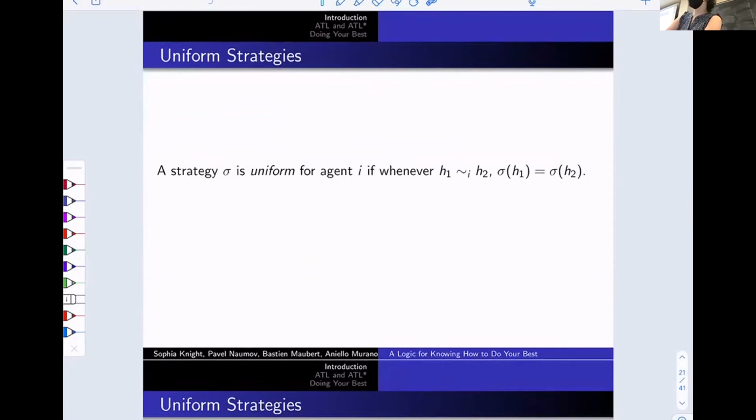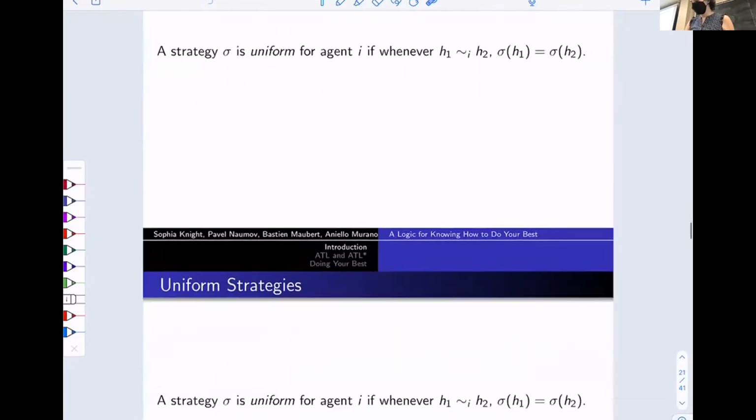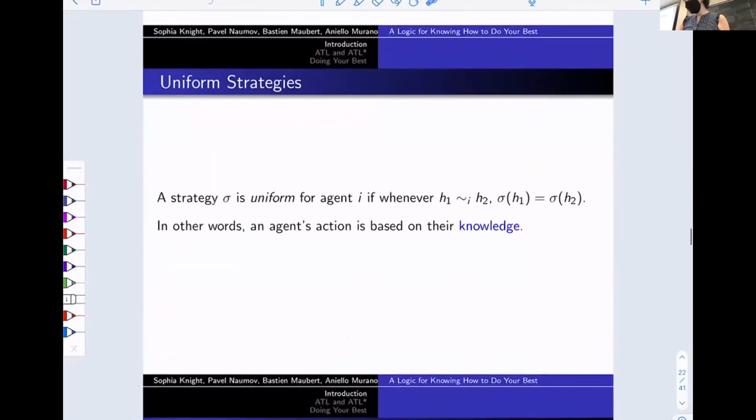So then we talked about strategies, but when you have a strategy on a system with imperfect information, it's important to take the imperfect information into account in your strategy. So whenever we have two histories that are indistinguishable for an agent, we say the strategy assigns the agent the same action at those two histories. So that means that the action they choose, or their strategy, has to be based on their knowledge.